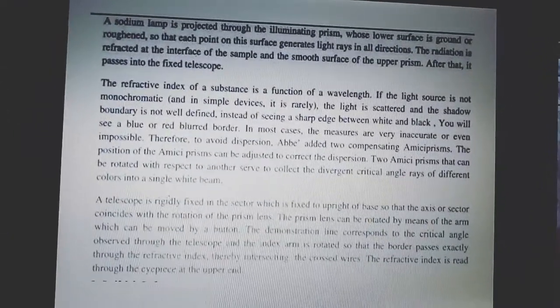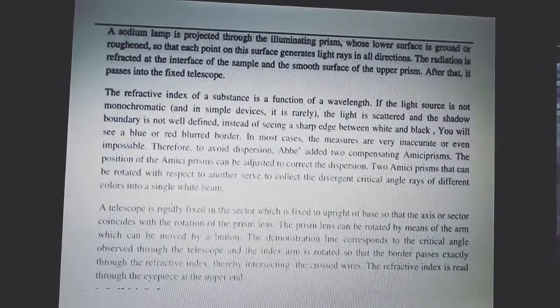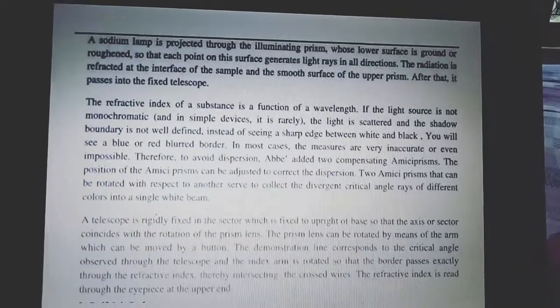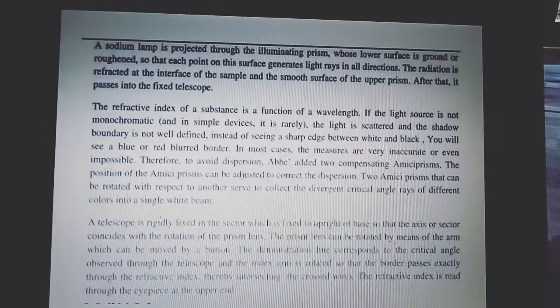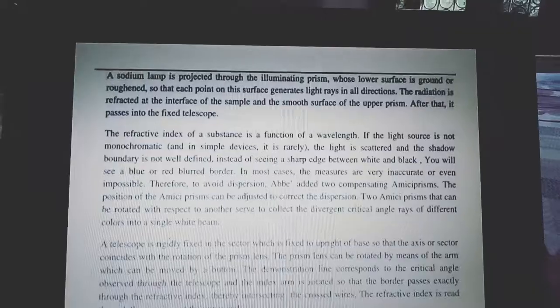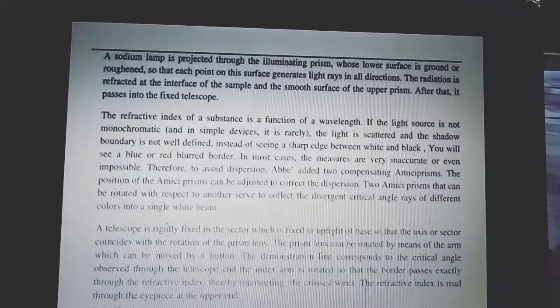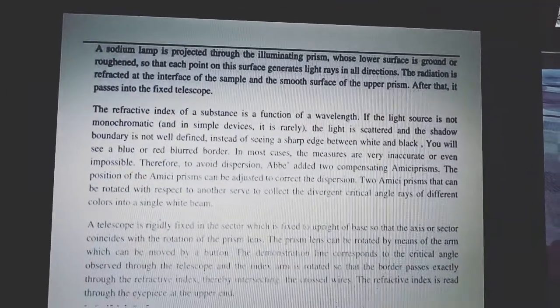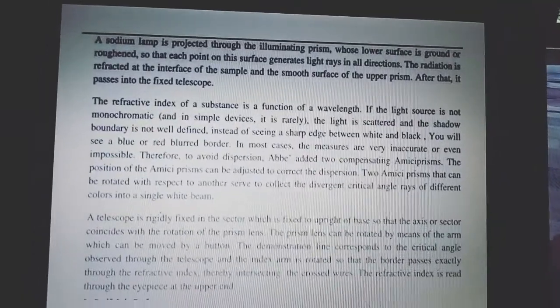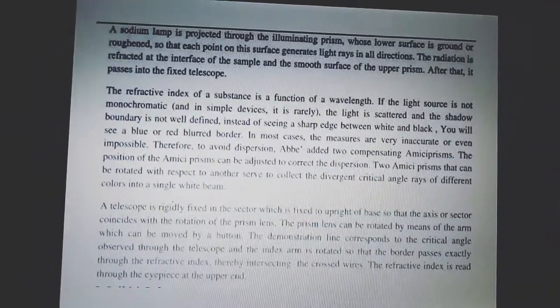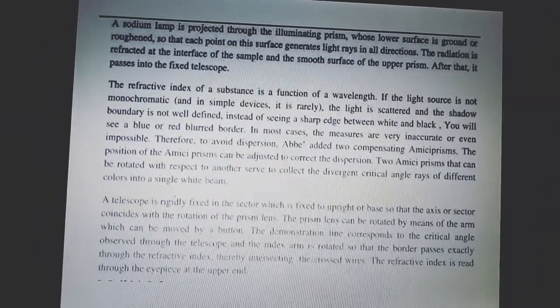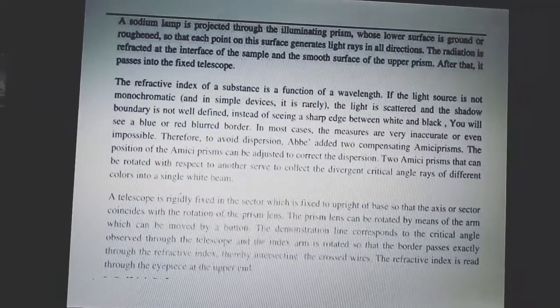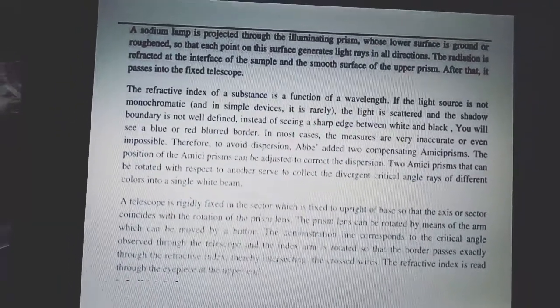Now it's working. A sodium lamp is projected through the illuminating prism, whose lower surface is ground or roughed, so that each point on its surface generates light rays in all directions. The radiation is refracted at the interface of the sample and the smooth surface of the prism. After that, it passes into the fixed telescope.